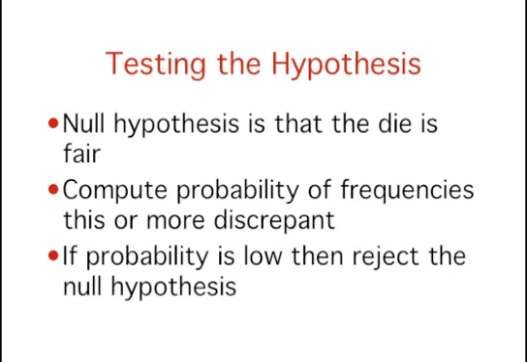This hypothesis is tested by computing the probability of obtaining frequencies as discrepant or more discrepant from equal frequencies as the frequencies obtained in the sample. If this probability is sufficiently low, then the null hypothesis can be rejected.